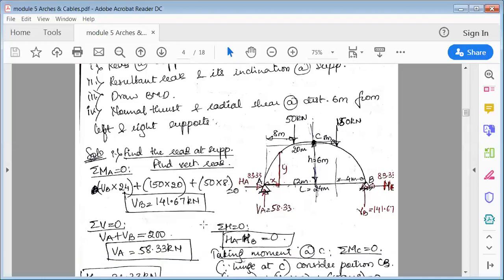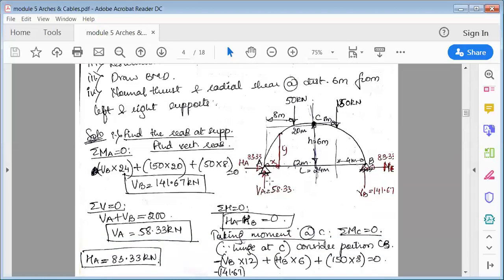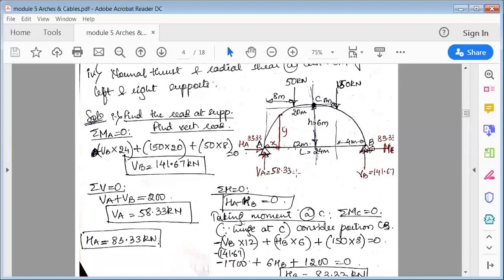So find out VB. Once you find out VB, then we have the second equilibrium equation, that is summation V equal to 0. Okay, that is, all the vertical forces should be equal to 0. So you can see VA plus VB. There are two vertical forces upward, 50 and 150 downward. So add these.